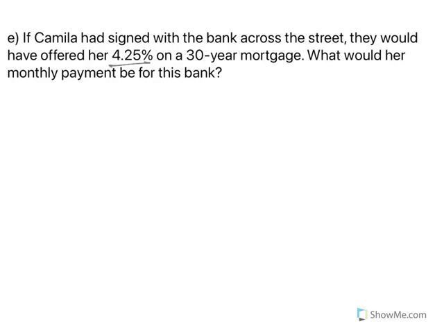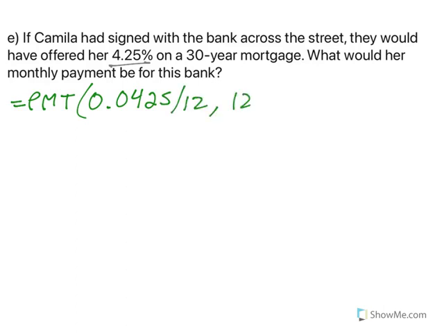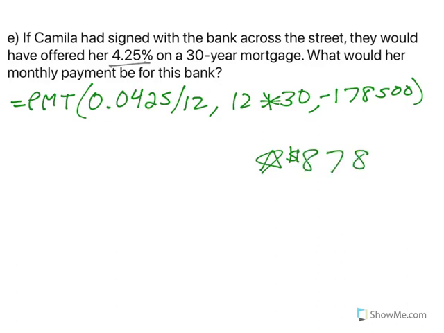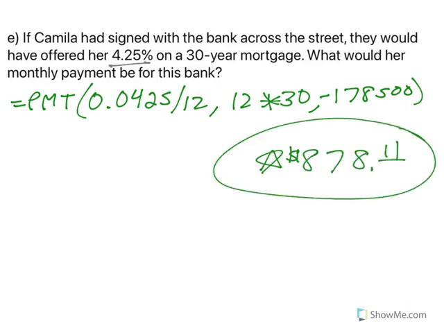Looking at letter E, if Camilla had signed with the bank across the street, they would have offered her 4.25%. What would her monthly payment be here? Okay, monthly payment. The only thing that's changing is our interest rate. 0.0425 divided by 12. We still have 12 times 30 in the middle, and she's still borrowing $178,500. When you type that into Excel, you get $878.11. That is a very much lower monthly payment.